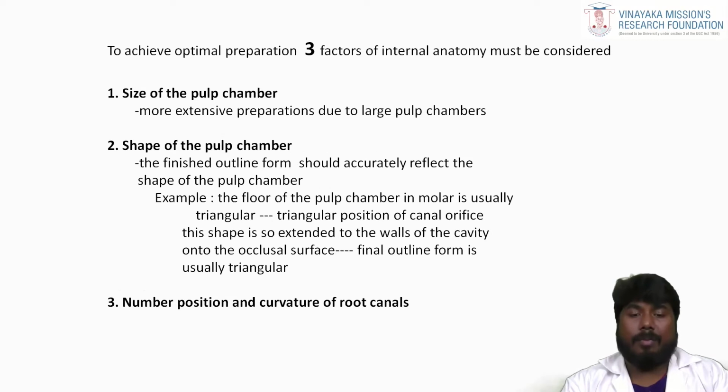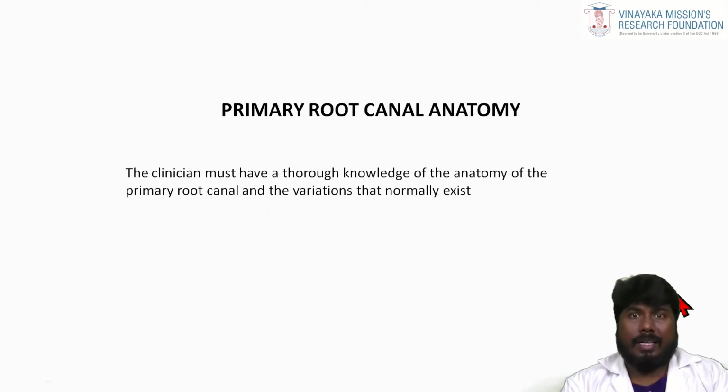To achieve optimal preparation, three factors of internal anatomy must be considered. One is size of the pulp chamber, second one is shape of the pulp chamber, and third one is number, position and curvature of the root canals. Primary root canal anatomy: the clinician must have a thorough knowledge of the anatomy of the primary root canals and the variations that normally exist.